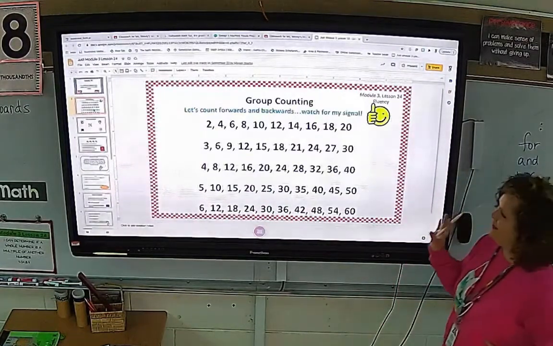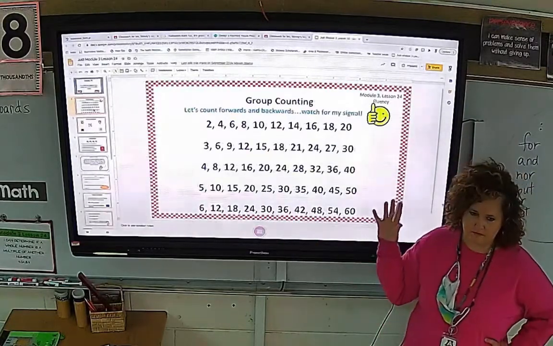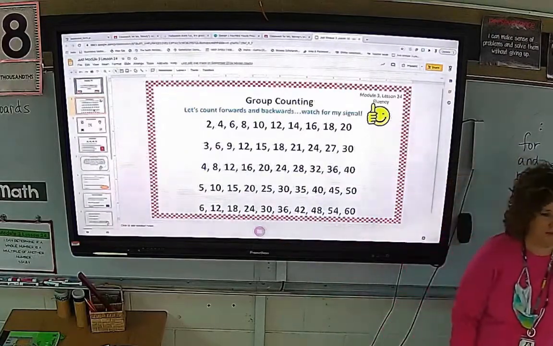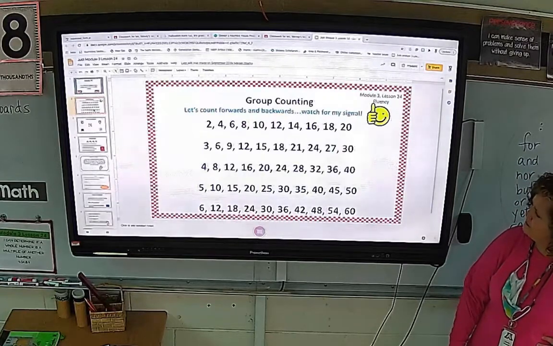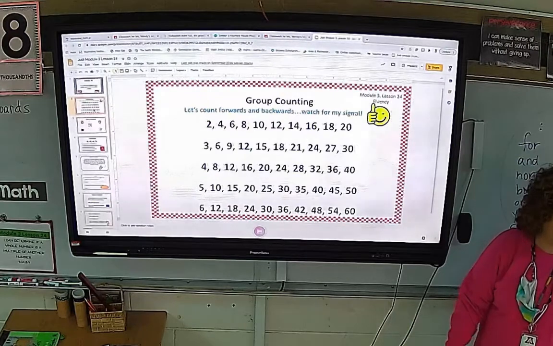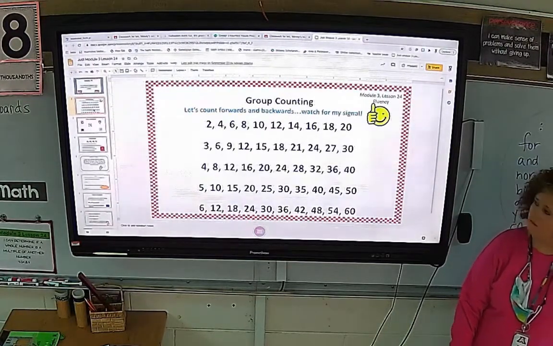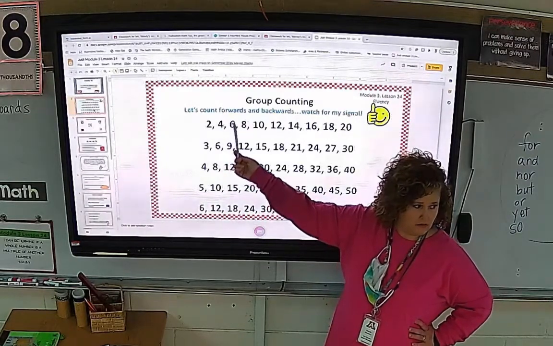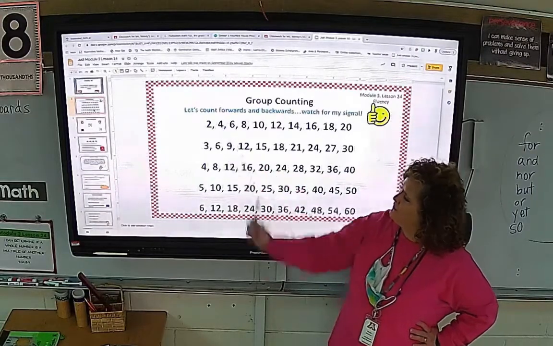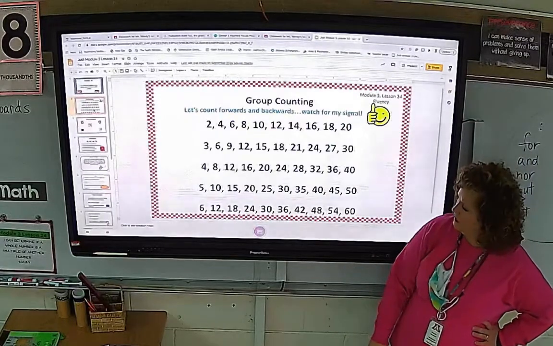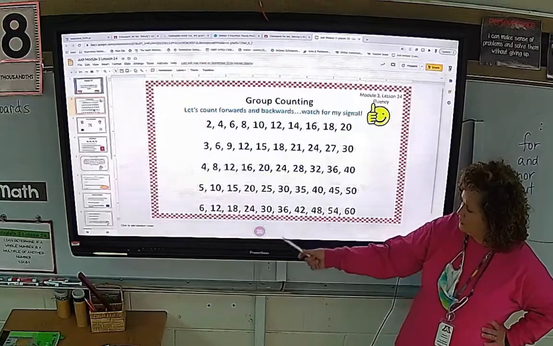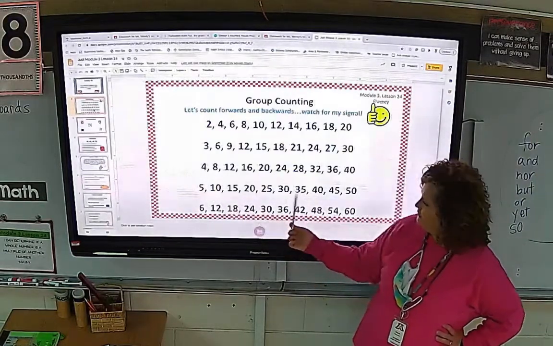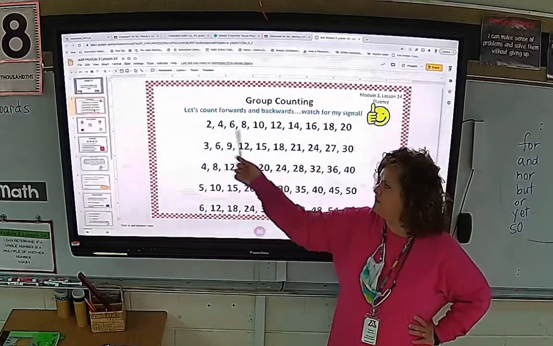Does anybody notice anything else about these groups of numbers? We know these are counting by twos, counting by threes, by fours, fives, and sixes. But do you notice anything else? Just look at the numbers. Anything come to mind? Yeah. You can multiply 2 times 2 to get 4. Okay. What else? You can multiply every number by itself to get a number in the answer. Like say 6 times 6 equals 36. So you're saying if I multiply this by itself, the answer is somewhere in the line. Okay. 5 times 5, 25. 4 times 4, 16. 3 times 3, 9. 2 times 2, 4.